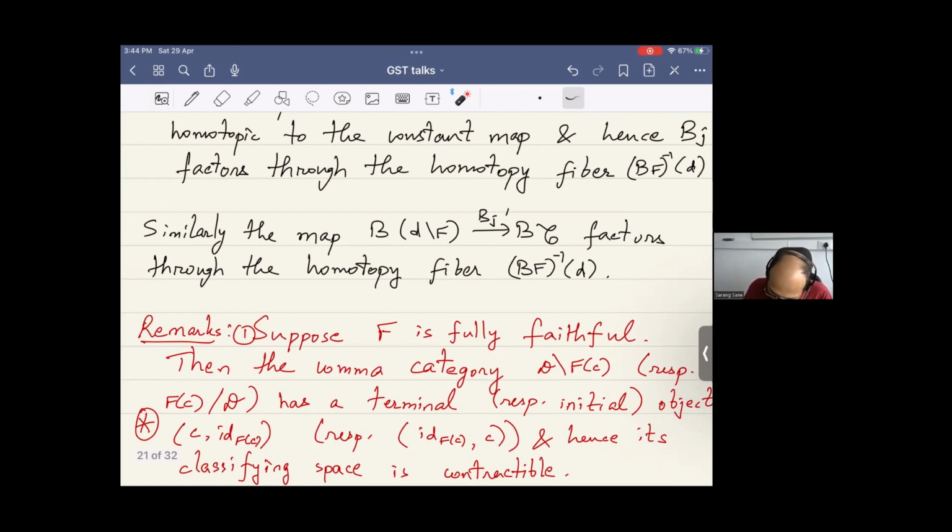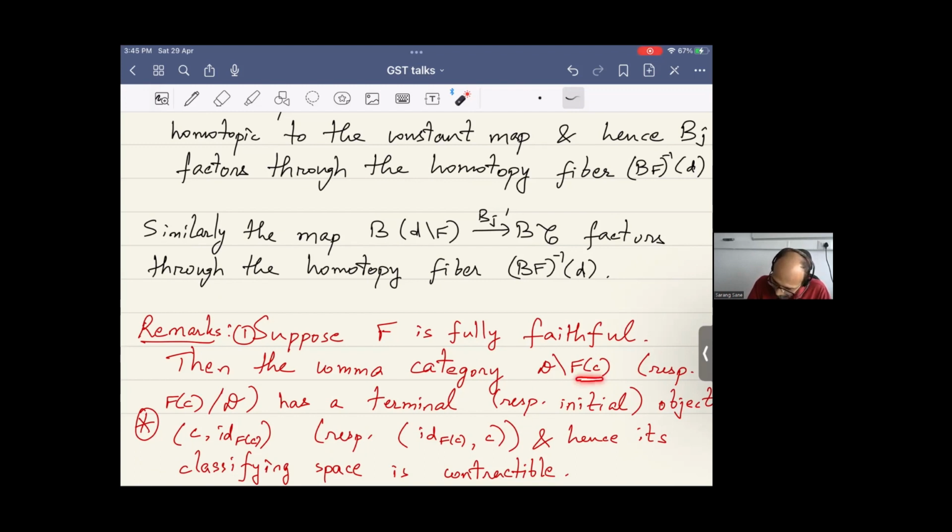Okay, so a couple of remarks. Suppose f is a fully faithful functor. Just recall that fully faithful means that it is bijective on morphisms. So then the comma category, this is the other comma category, script d comma fc.